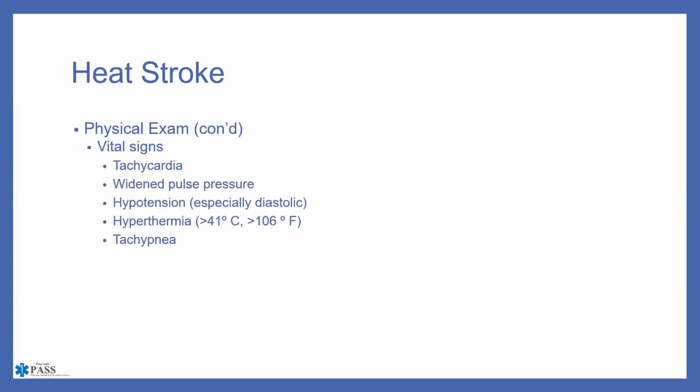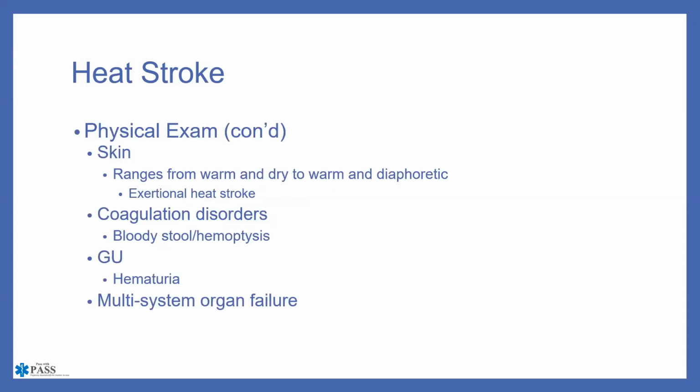So, physical exam continued here. Their vital signs: they're going to have an increased heart rate, widened pulse pressure, hypotension, especially diastolic hypotension. So their filling pressure is not going to be able to keep up. We're going to notice that they are extremely hyperthermic, over 105, 106 degrees Fahrenheit, and then tachypnea to go along with that. So they're trying to cool themselves off, and honestly, what they're doing is making more heat. So their temperature is going to continue to rise. The skin is going to range from warm and dry to diaphoretic.